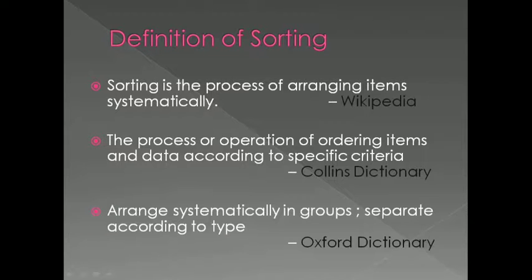And from the Oxford Dictionary, it is there that a range of items is arranged systematically in different groups, and maybe we are separating them according to type, that is, what type it is. So that is what sorting is all about. If we combine them together, when we are arranging our items systematically with some criteria or type associated with it, that is what is called sorting.